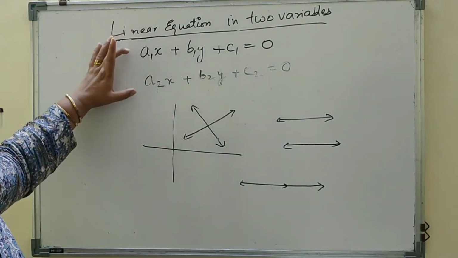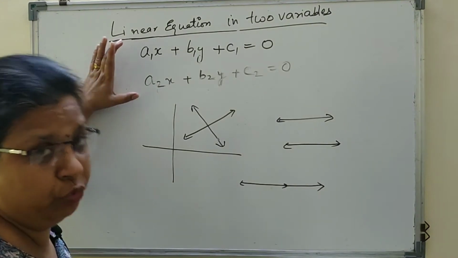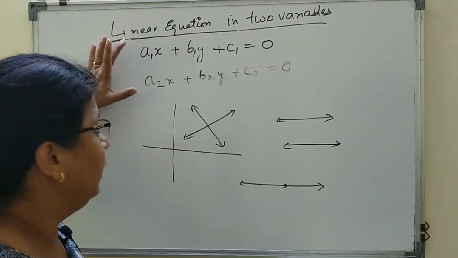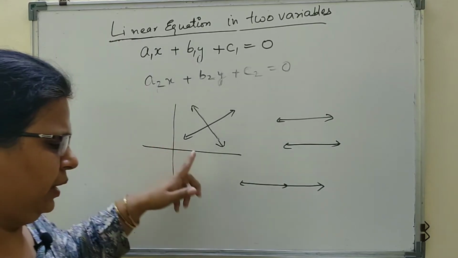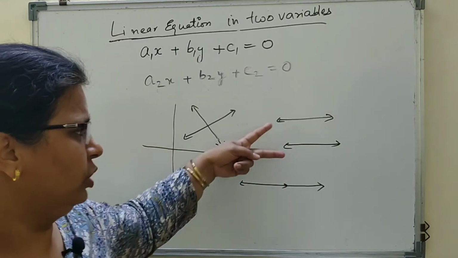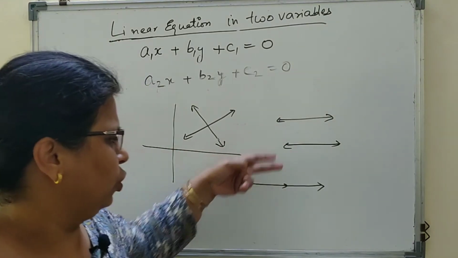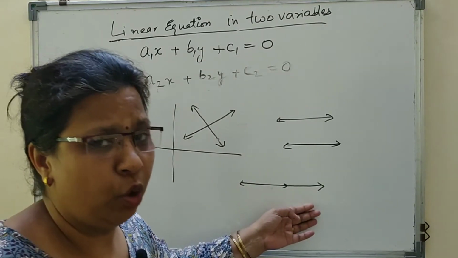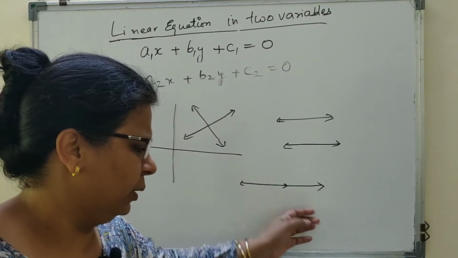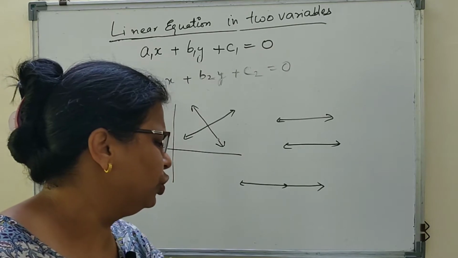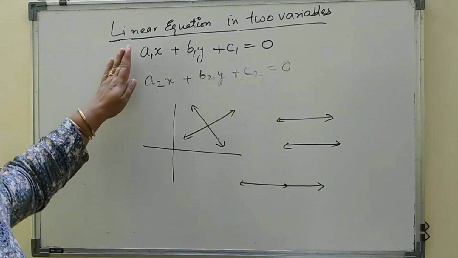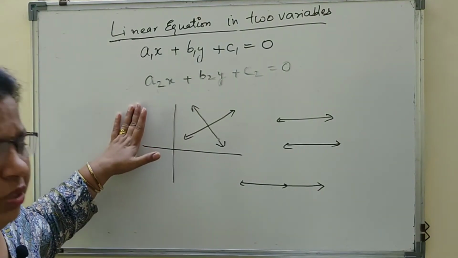Means when we are provided with two equations or two lines, either the two lines will be intersecting lines, or the two lines will be parallel lines, or the two lines will be overlapping or coincident lines, okay. So first of all, we should know how to plot a graph if the two equations are given to us.